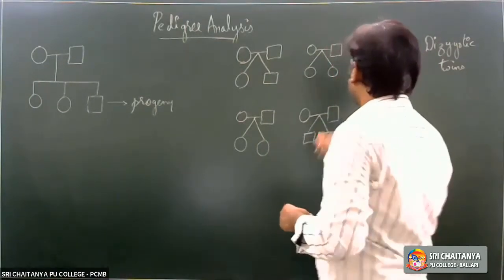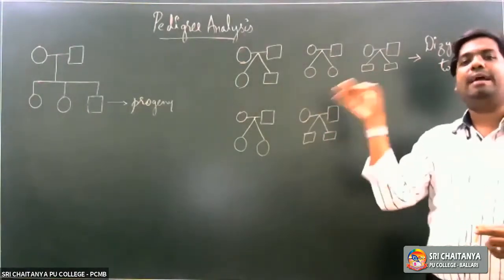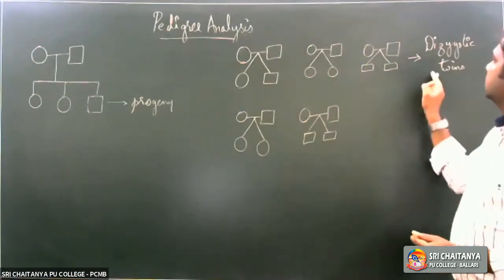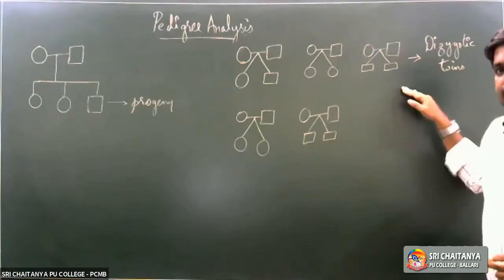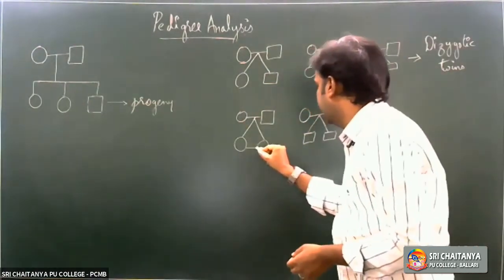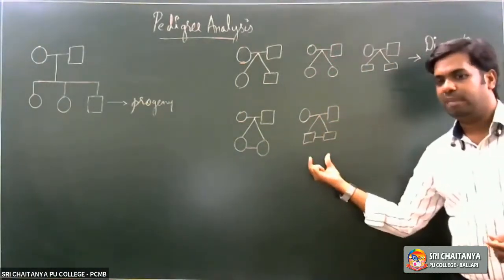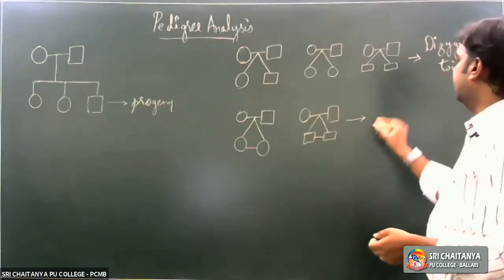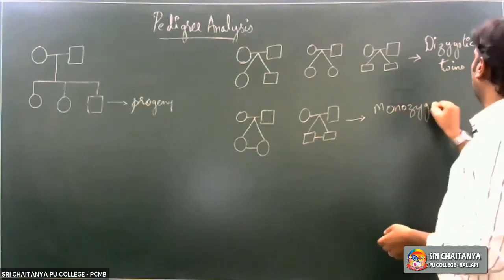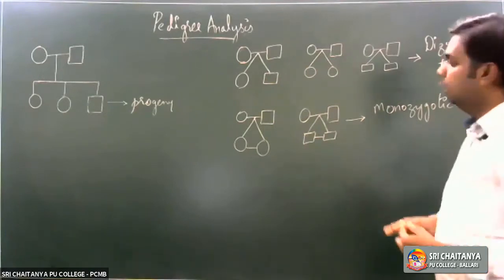Now, if you just see, this condition and this condition are exactly similar. Now, how do we identify which is monozygotic twins and which is dizygotic twins? If it is dizygotic twins, this is how we show. And whenever we have to represent monozygotic twins, we join the two twins together, right? So if we join the two twins together, that is the indication that these twins are said to be monozygotic twins, or we call them identical twins, right?